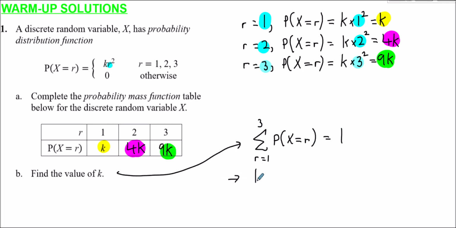So in other words, k plus 4k plus 9k has to add up to equal 1. So k plus 4k plus 9k, well k plus 9k is 10k, plus another 4k, that gives us 14k. So we've got 14k equals 1, so therefore k must equal 1 divided by 14, 1/14. And so that's question 1 completed, both part A and part B. So let's now have a look at question 2.